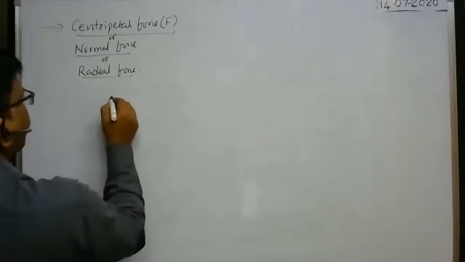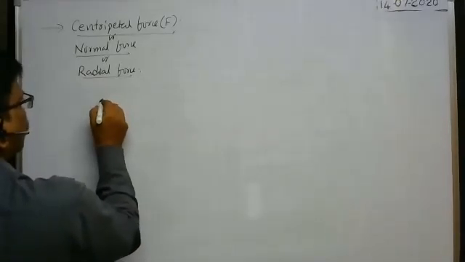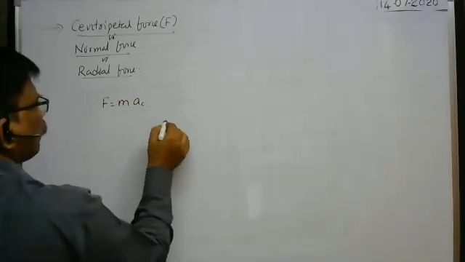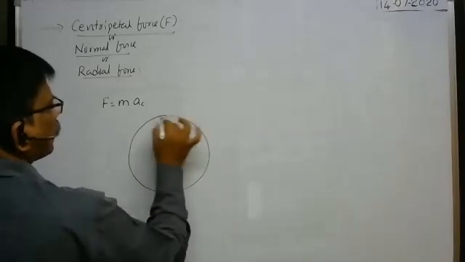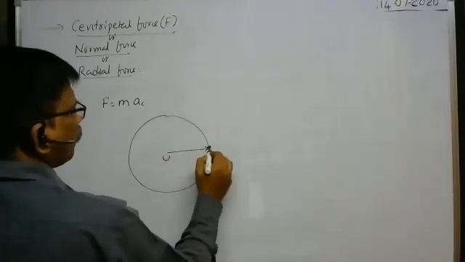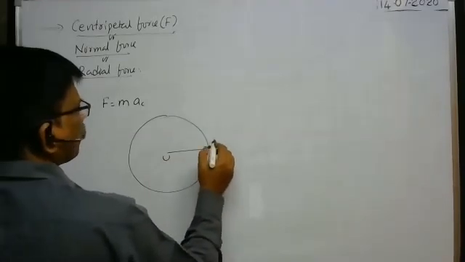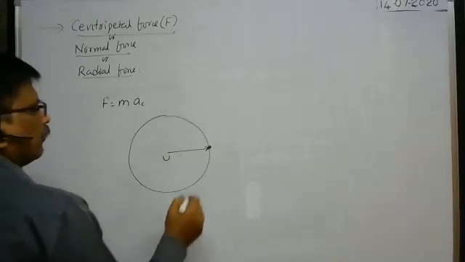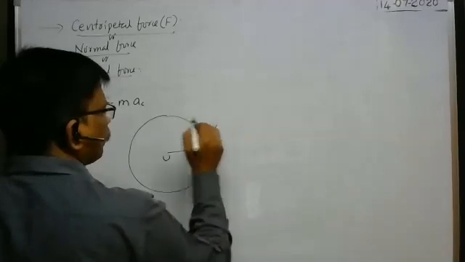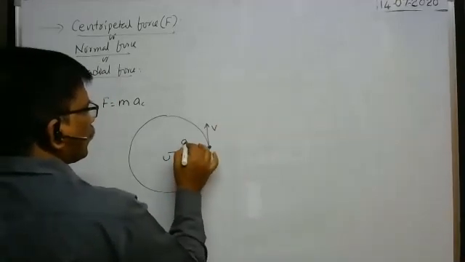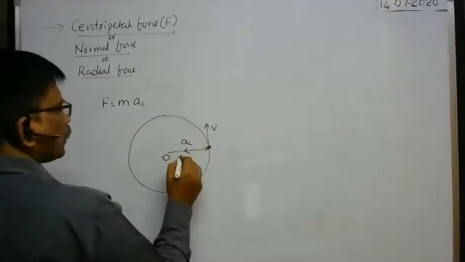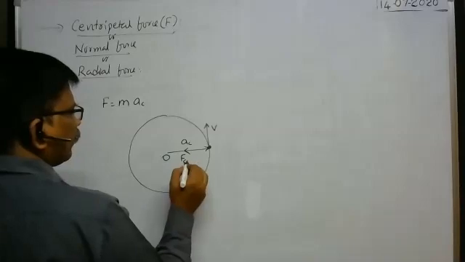Already we know centripetal force is equal to the mass of the body times centripetal acceleration. That means whenever a body of mass m travels along a circular path with a certain angular velocity or linear velocity, suppose the linear velocity is v along the tangential direction, the centripetal acceleration is towards the center. Then what is the force that acts on the particle towards the center? The force that acts on the particle towards the center is called centripetal force.